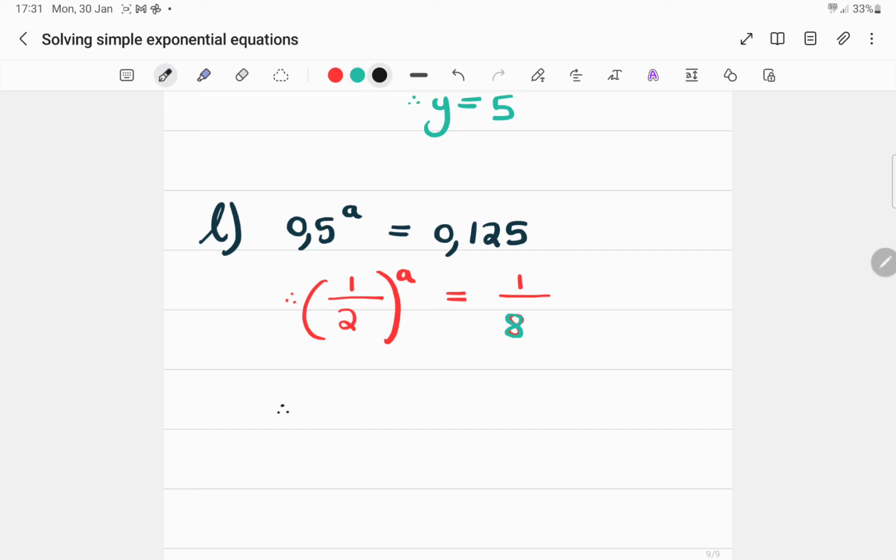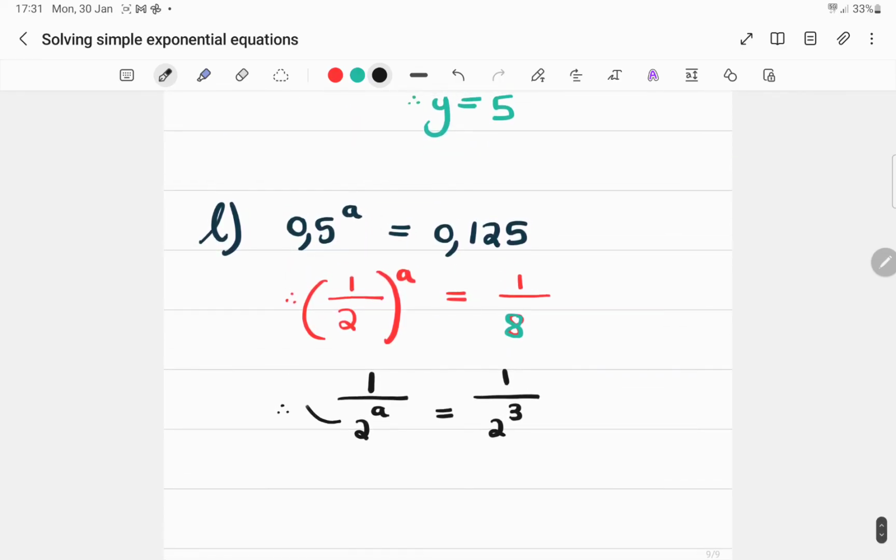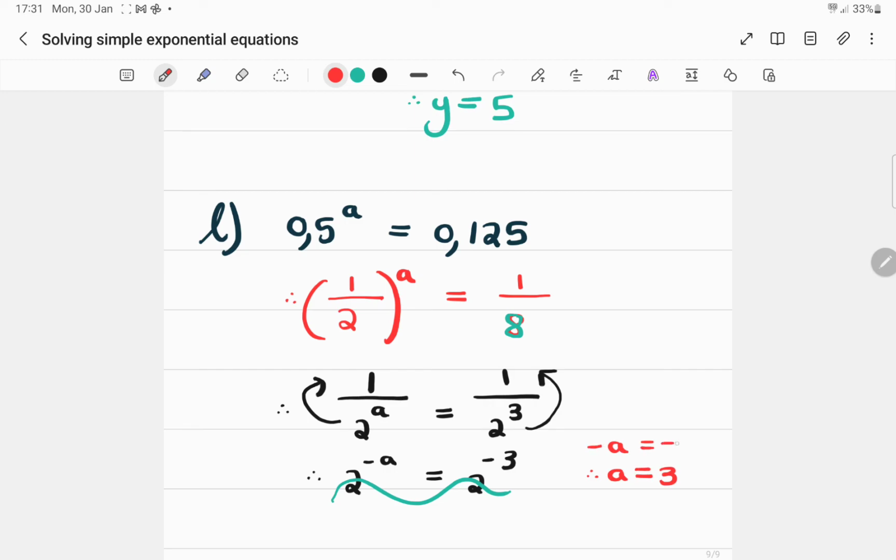Okay. 1 to the power anything stays 1, over 2 to the power of a is equal to 1 over 2 to the power of 3. Let's bring them all to the same level. Changing the exponents. So it's 2 to the power negative a is equal to 2 to the power negative 3. We drop it like it's hot. And we get that a is equal to 3. Okay, so you can write negative a is equal to negative 3. But if you divide by a negative on both sides, you get a is equal to 3.